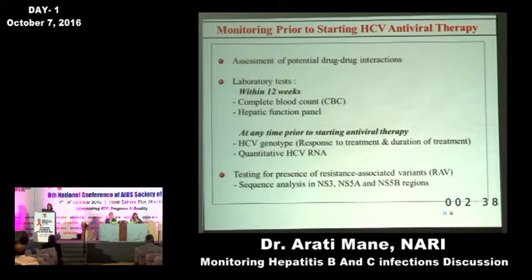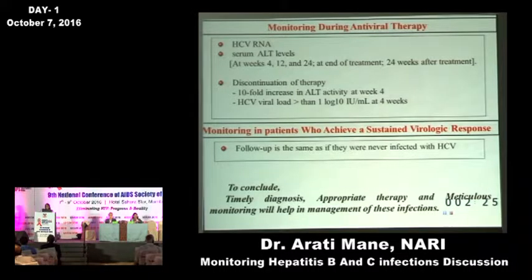And now currently with the directly acting antiviral therapies, it will be essential to look for the presence of resistance associated variants by sequence analysis in the respective regions. Now, during therapy, we again look at the liver tests and quantitative RNAs at weeks 4, 12, and 24, at the end of treatment and 24 weeks after treatment. Now, discontinuation of therapy in case of HCV is indicated if there's more than a 10-fold rise in ALT levels at week 4, or if the HCV viral load has not fallen by 1 log at the end of 4 weeks of treatment.